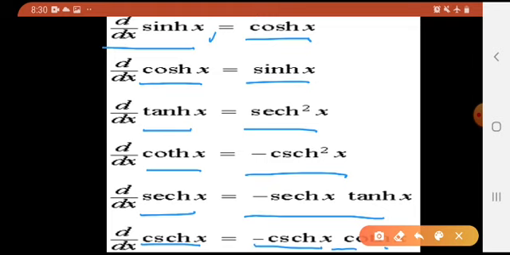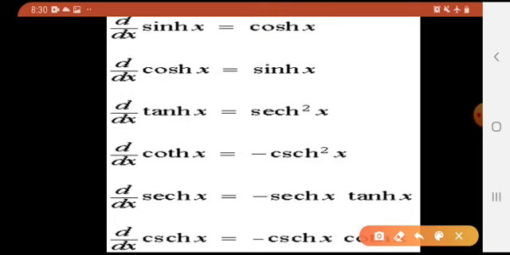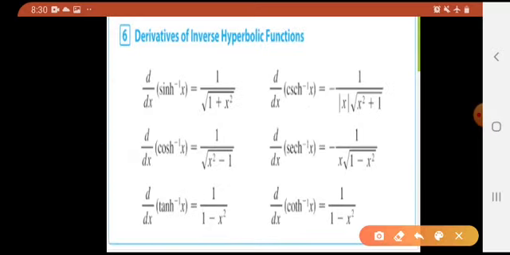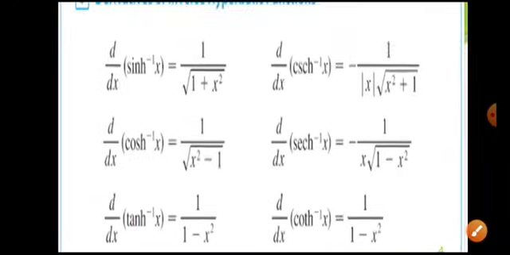Let me tell you people the way to remember this. In hyperbolic functions, cos and sin are both positive, and secant square was positive before and is still positive. These three are negative. So this is the way to remember it, okay? Then we will be learning about, let me zoom it in a bit for you people.